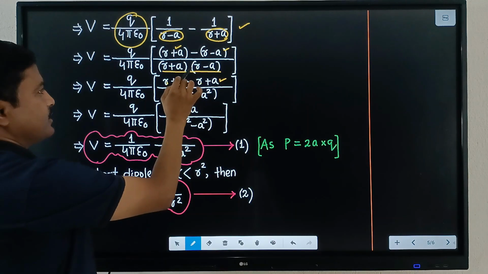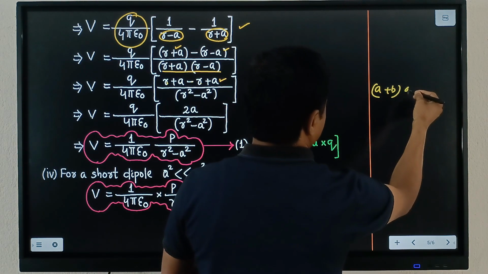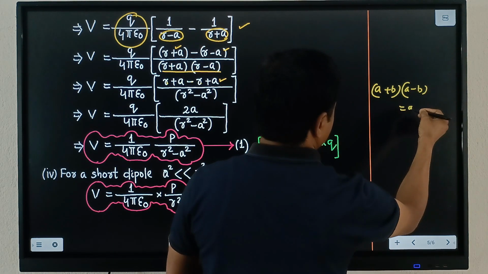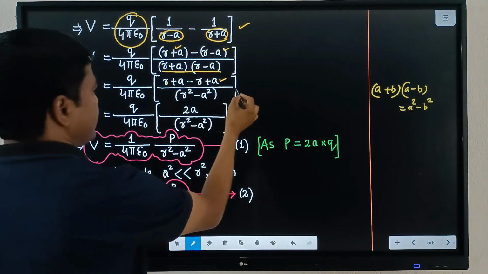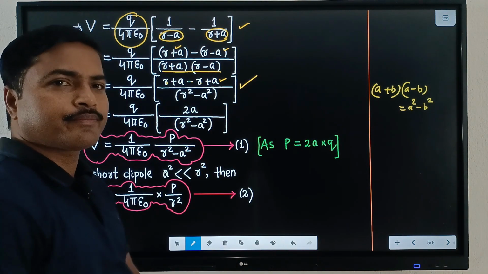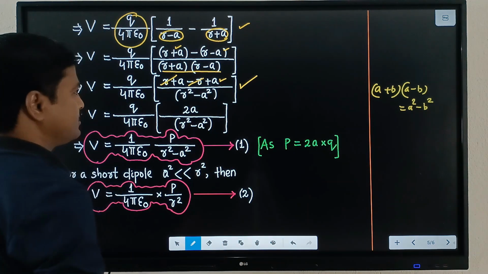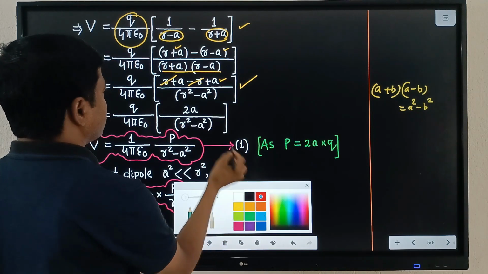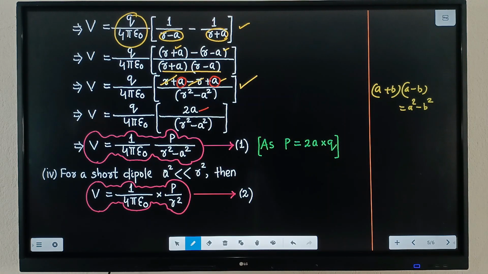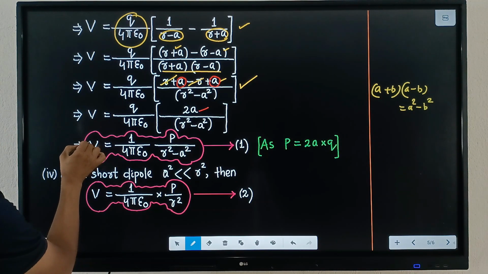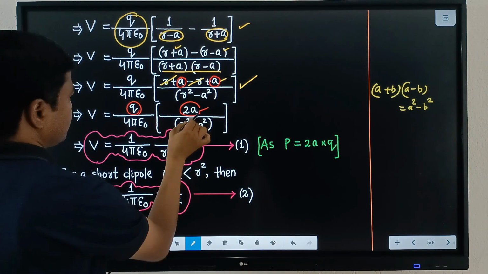And this one is r plus a into r minus a. You know the formula: a plus b multiplied by a minus b is equal to a square minus b square. So we write r square minus a square. Clear? Then r and r cancel with each other, only remaining is a plus a, which is twice a. So finally the electric potential at the observation point, V is equal to q into twice a.